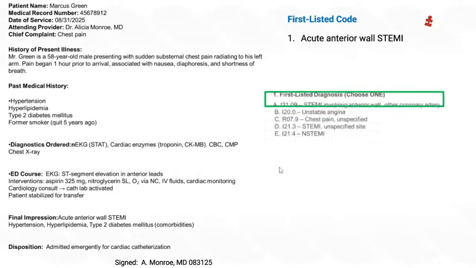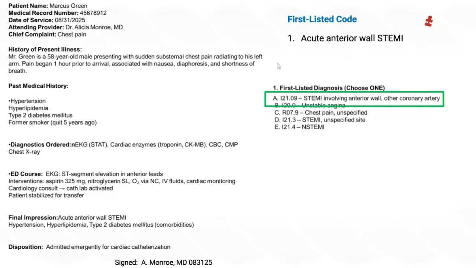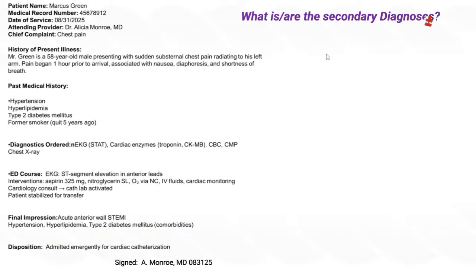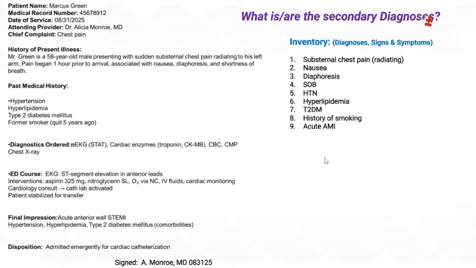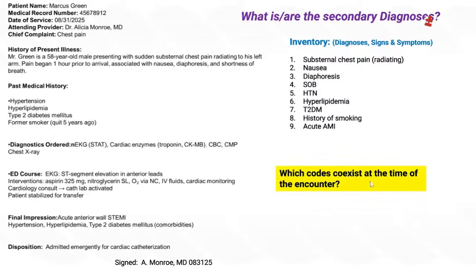All right. So we know that the first listed code is acute anterior wall STEMI, right? And it says it right here. Now we're going to the secondary diagnoses, and we need to know which codes coexist at the time of the encounter. So the substernal chest pain radiating is integral to the acute AMI. Now, we don't code things that are integral or related to a diagnosis on this chart.